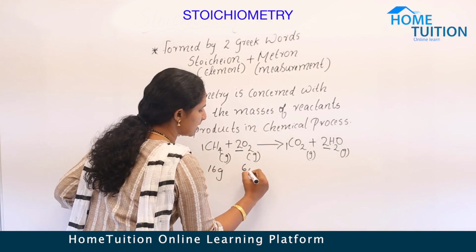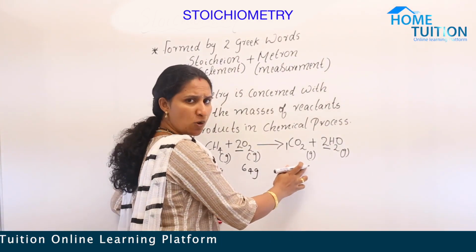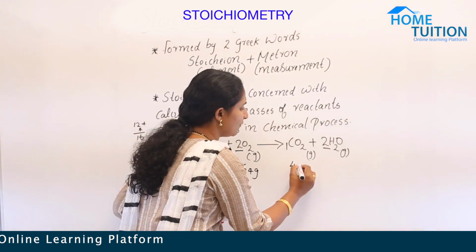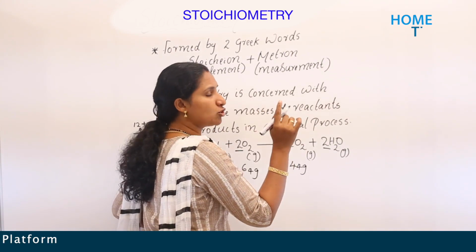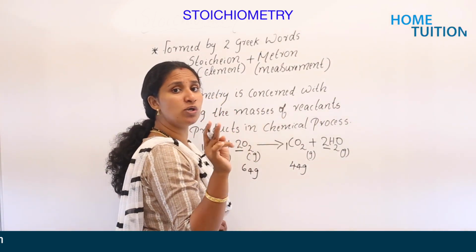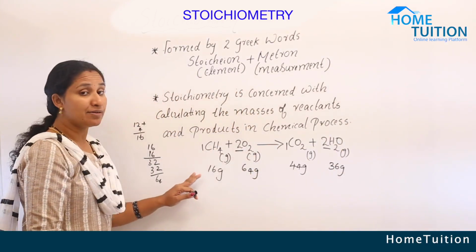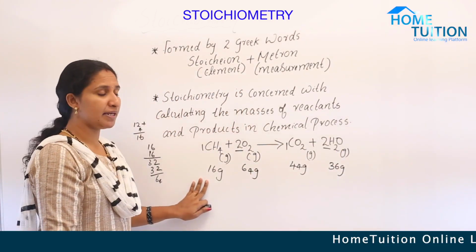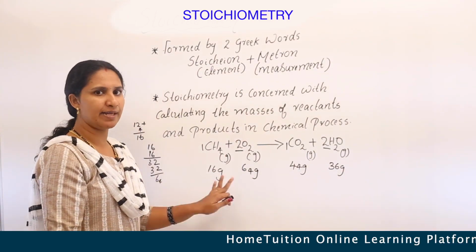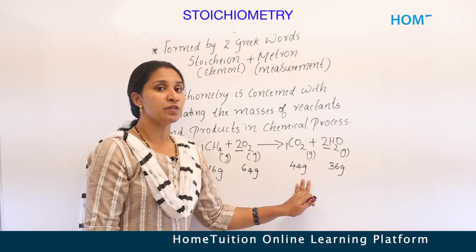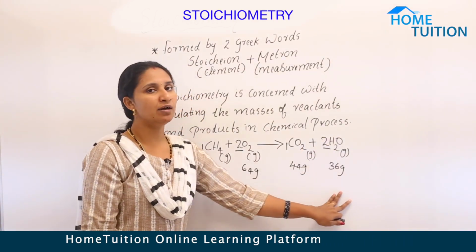It combined with 64 gram oxygen, we get what? 1 carbon dioxide, that means 44 gram carbon dioxide, and 2 H2O. 1 H2O means 18 gram, 2 H2O means 36 gram. So we can read it like this: 16 gram methane combined with 64 gram oxygen, in combustion, we get 44 gram of carbon dioxide and 36 gram of water.